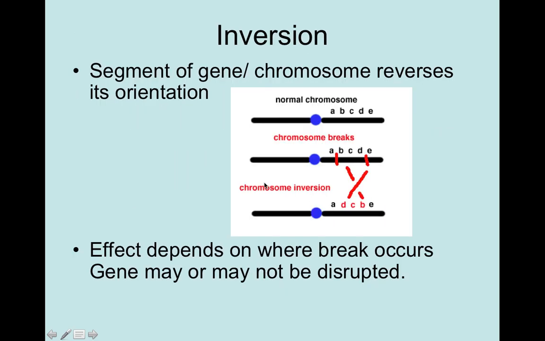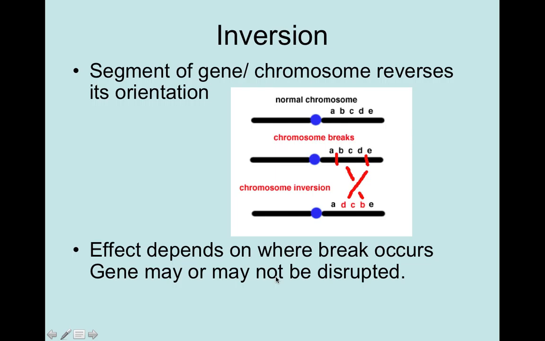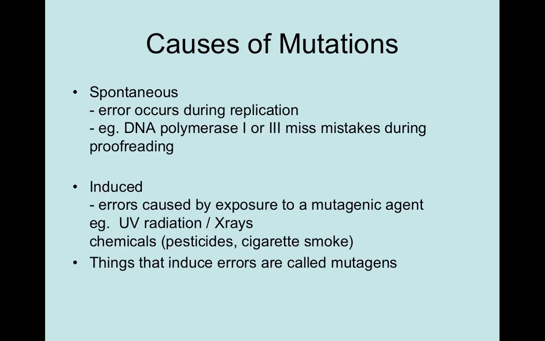An inversion is basically just a piece of DNA flipping. So it would be like this piece of chromosome coming off, inverting, and then reattaching to chromosome 4. So it's just upside down. It's usually not as bad. It depends on where the break occurs. Okay? And I'm not going to ask you anything about those.